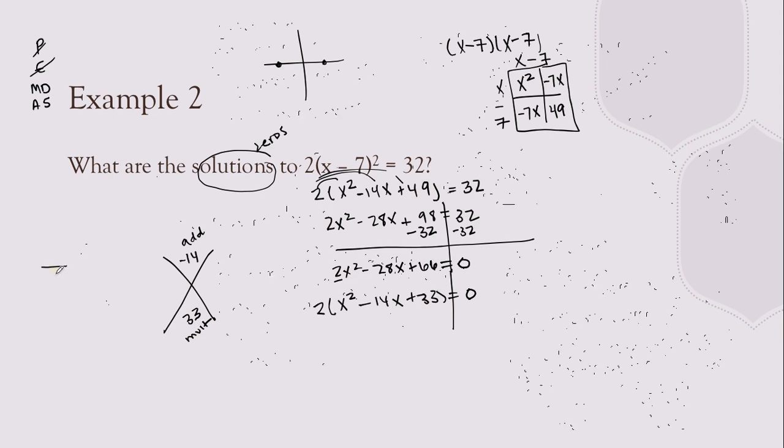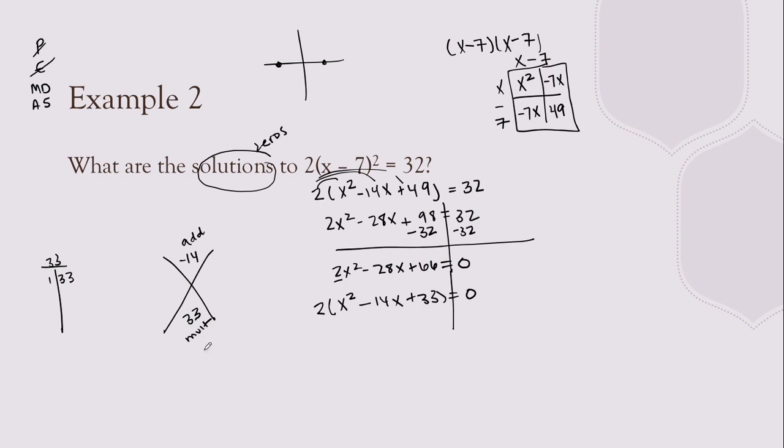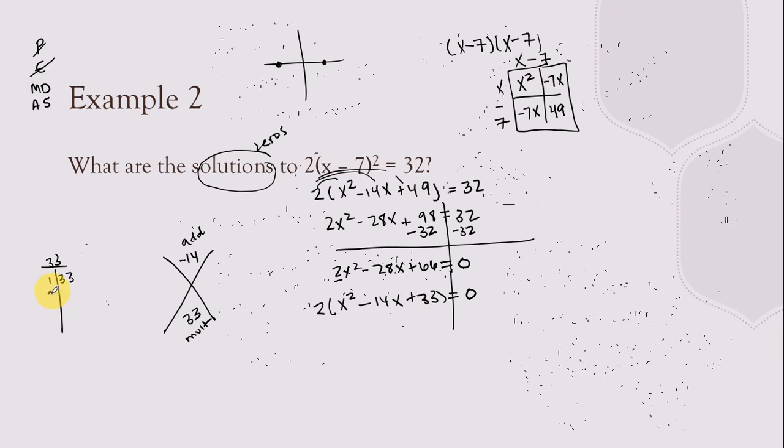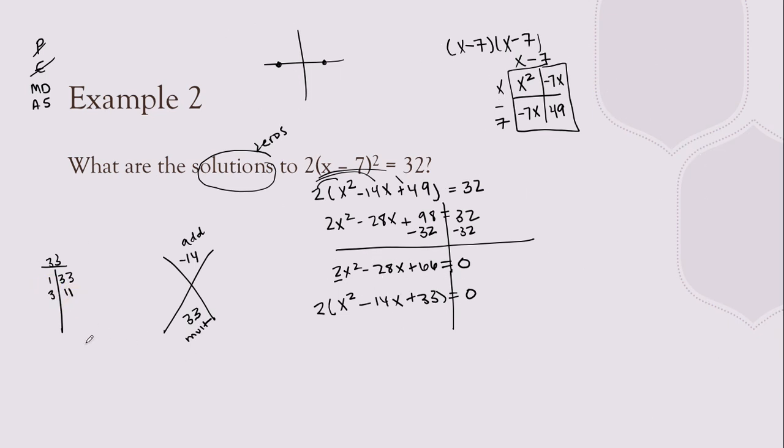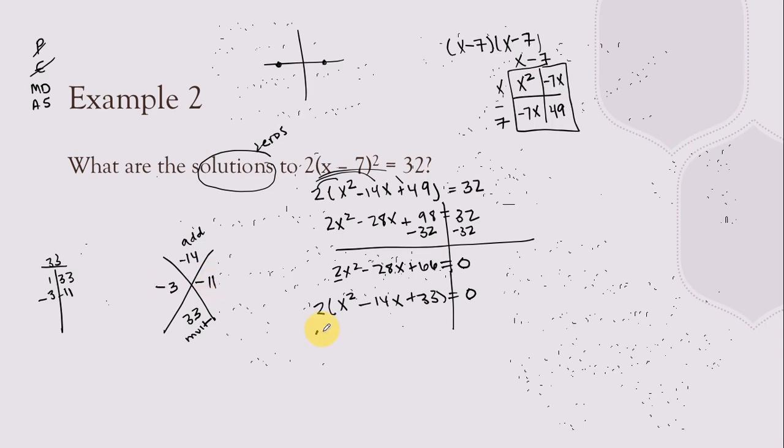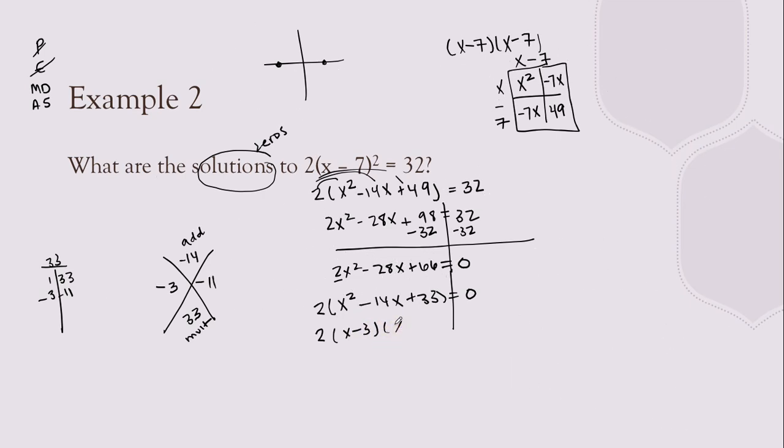So let me list out my factors of 33. 1 and 33. 3 and 11, right? And I can stop there because those are the only factors. Well, if I want to add to get a negative, but it's multiplying to get a positive, both of these numbers have to be negative, because only a negative times a negative would give me a positive. So it's going to be negative 3 and negative 11. So my two factors are x minus 3, x minus 11 equals 0.